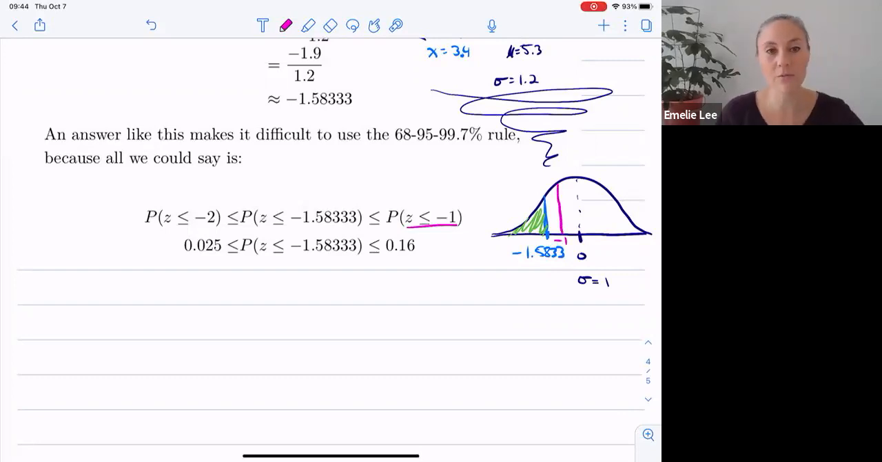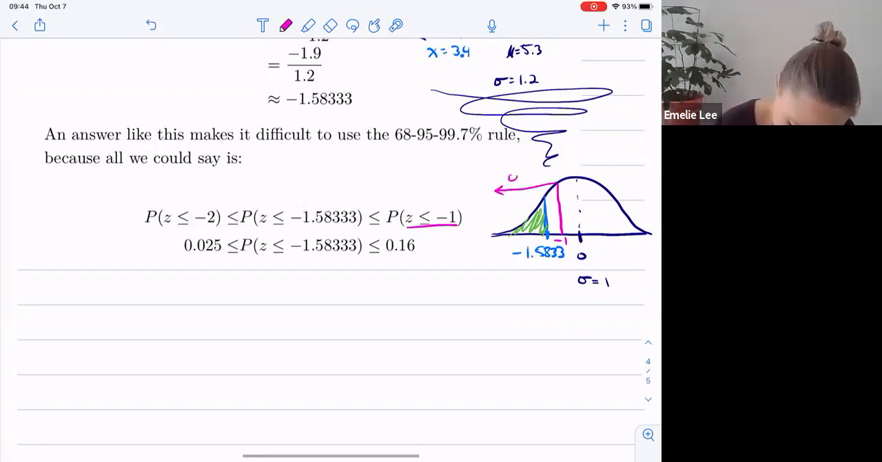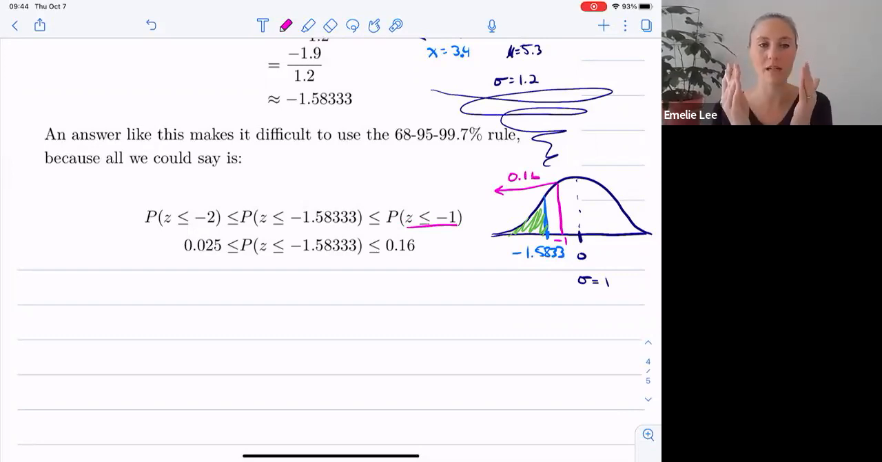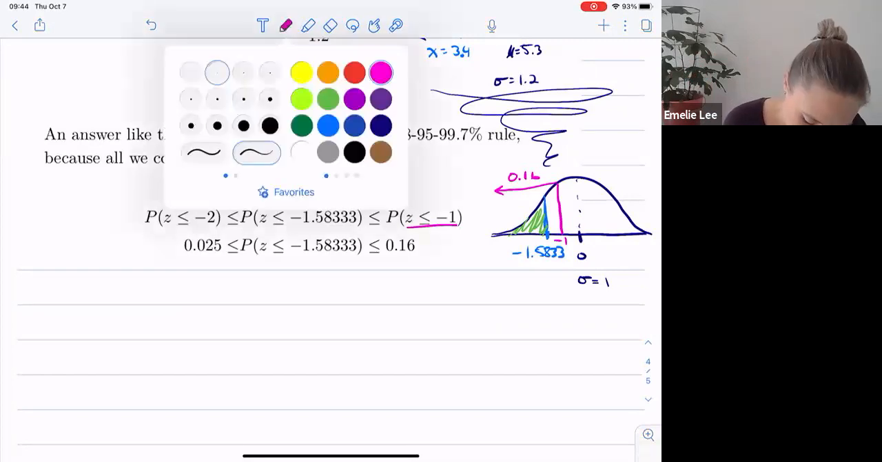Then we know from the 68-95-99.7 rule that the area below here is 0.16. And you can think about it, right? So -1 and +1, the central 68%. So if I figure out how much is in the tails, it's 32%. And then I divide that by 2, I get 16% or 0.16, right?